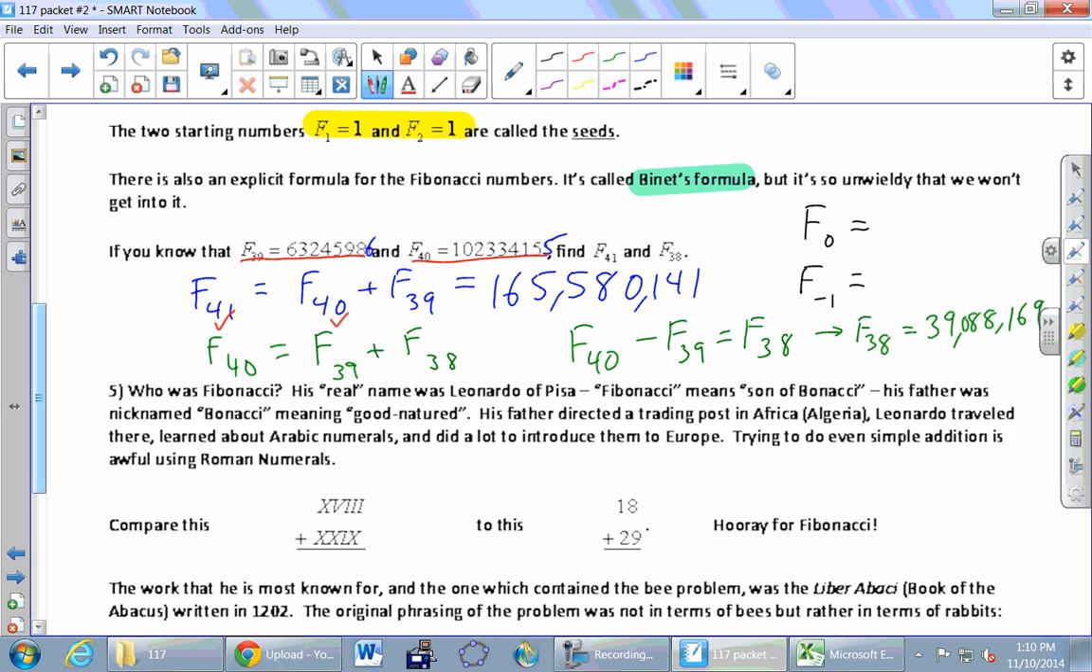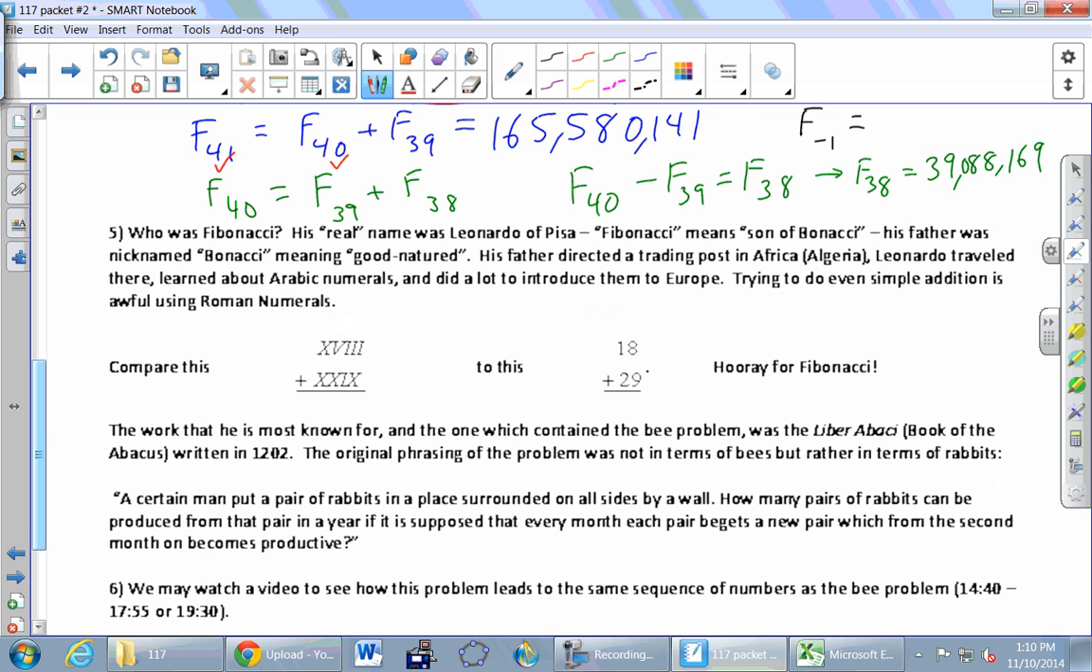Okay, so just a brief blurb about this guy Fibonacci, whose name is attached to this particular set of numbers. His real name was Leonardo of Pisa, Italy. And one thing that he did in his travels is that he learned about Arabic numerals, which are the numbers that we use, like 18 and 29, the way that we write them there.